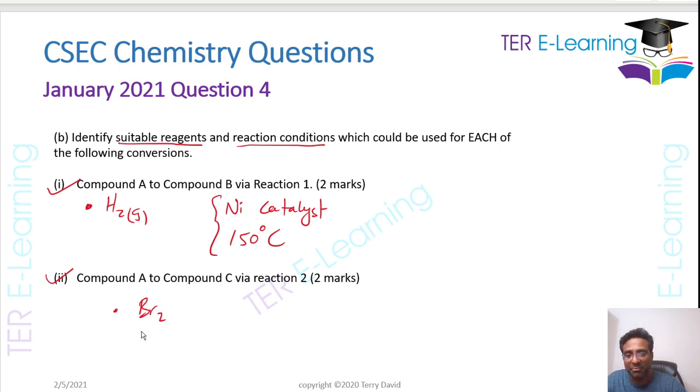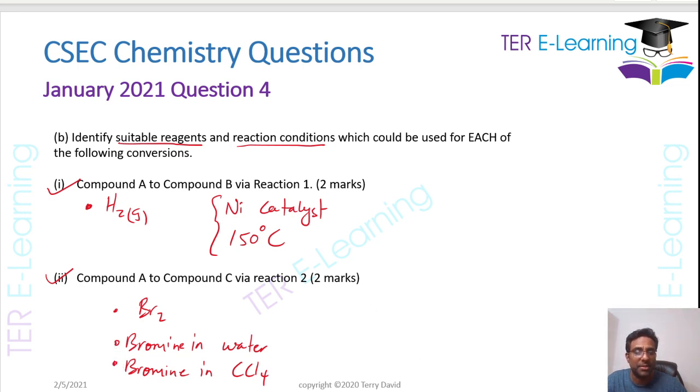You could have said bromine in water. That's one thing you could have said. Or you can say bromine in tetrachloromethane, that's another way we can do this reaction. So bromine in CCl4. Any one of these could have been my reagent.